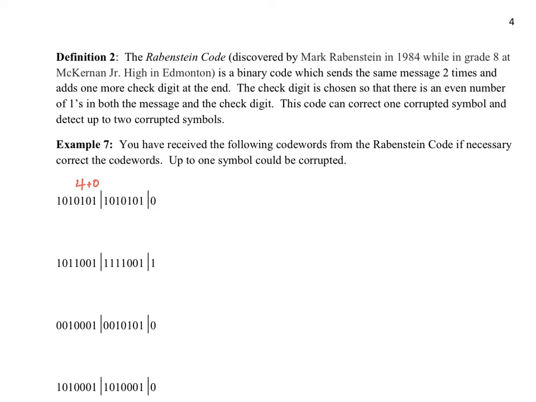And then the same thing with the other portion. Count up the number of ones, which is 4, and then add 0. Add the check digit at the end. And ask yourself, are these numbers even or odd? So these numbers here are even. That's an even number as well. 4 is an even number. So in this particular case, there was no error.